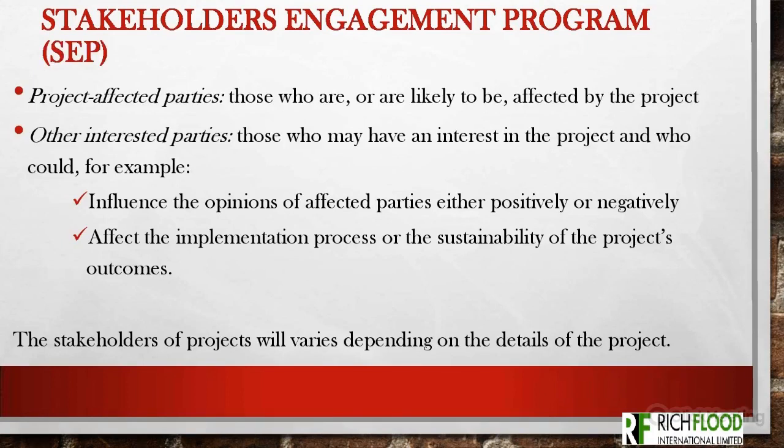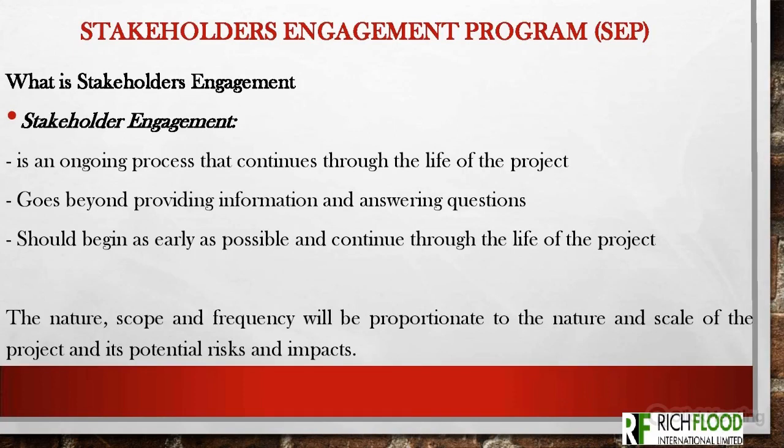Remember earlier, examples of those that belong to these categories, we have the regulators, we have the government officials, we have the NGOs. So this set of people can affect the implementation process of the project. Therefore, the two categories of stakeholders are to be taken seriously in every project for the success of that project. Now, the stakeholders of projects will vary depending on the details of the project. Now we'll still come to that and explain more on it.